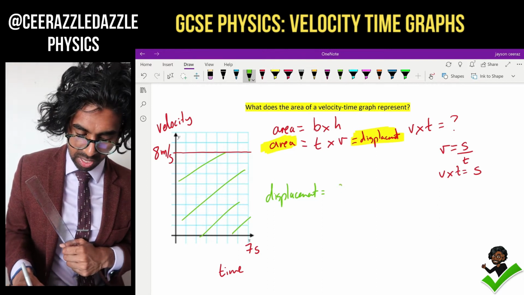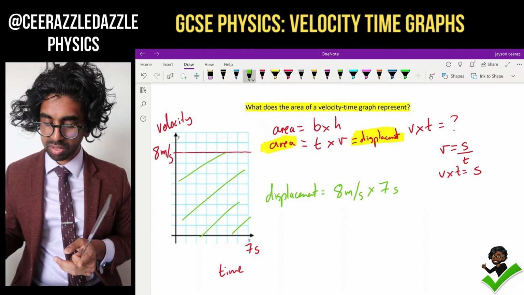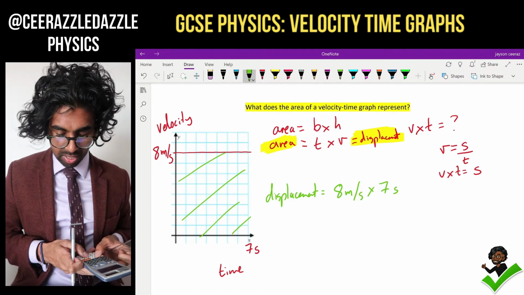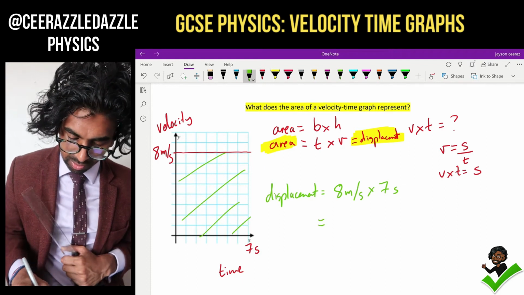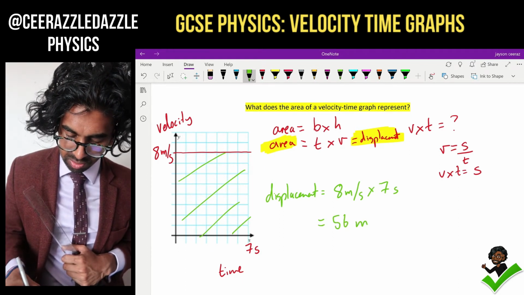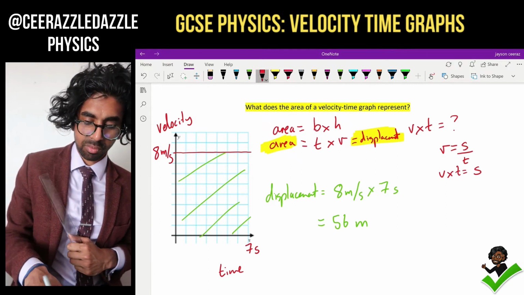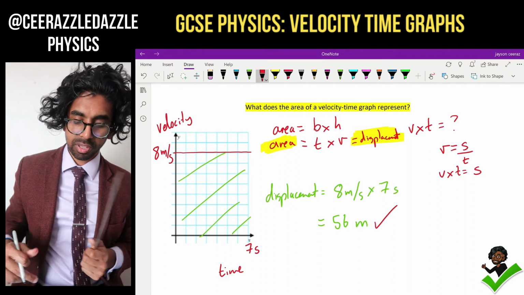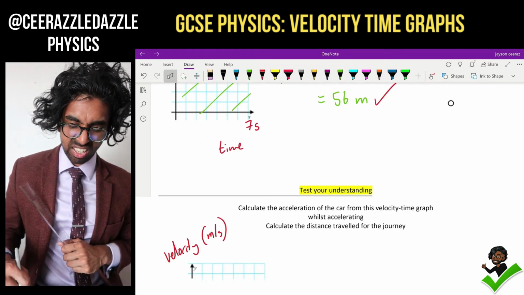So therefore it's going to be 8 meters per second times by 7 seconds. Let's do that. 8 times by 7, we've got 56 meters. Wonderful stuff. So that's it. Give yourself a tick. Feel good. So 56 meters.